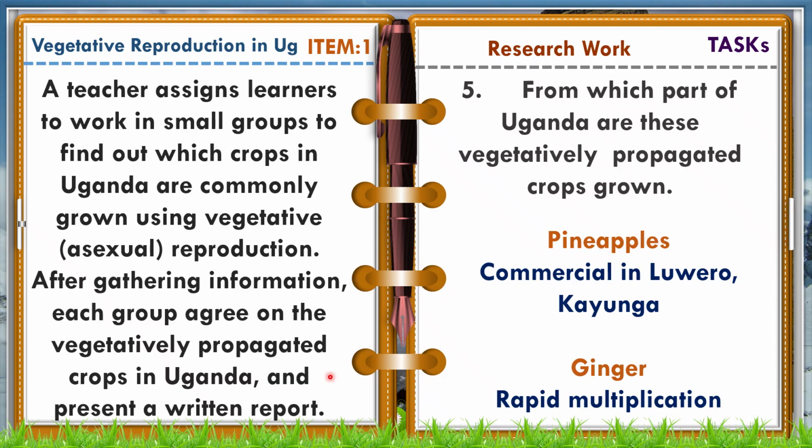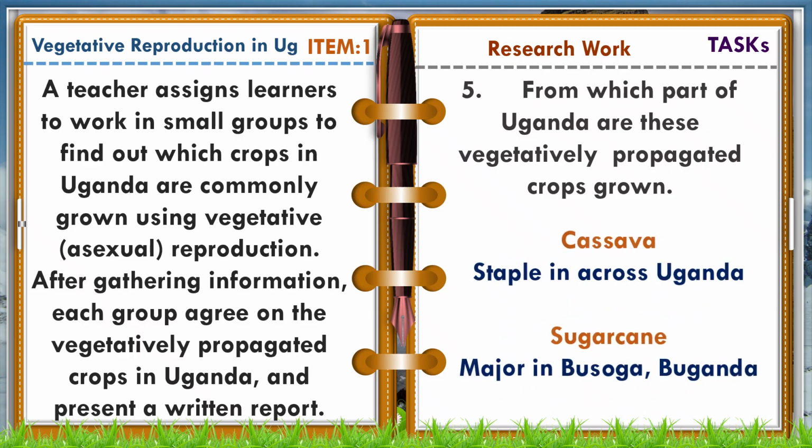When you come to pineapple, these are grown commercially in Luweero and Kayunga. That's where they grow a lot of pineapples. And ginger can grow anywhere, provided that the area allows rapid multiplication of the ginger. Cassava is a staple food across the whole of Uganda. You can find it grown in very many areas of Uganda. Then when it comes to sugarcane, this one is majorly in Busoga and some parts of Uganda. That's where you will find most of the sugarcane.